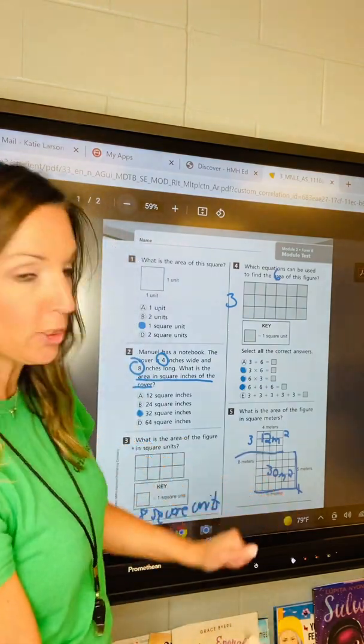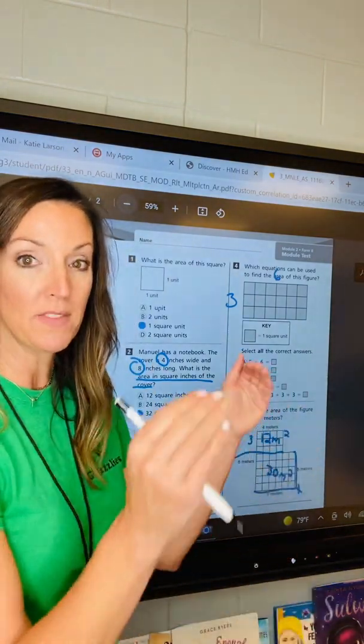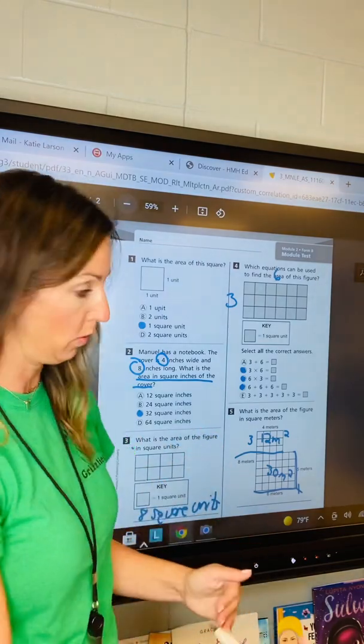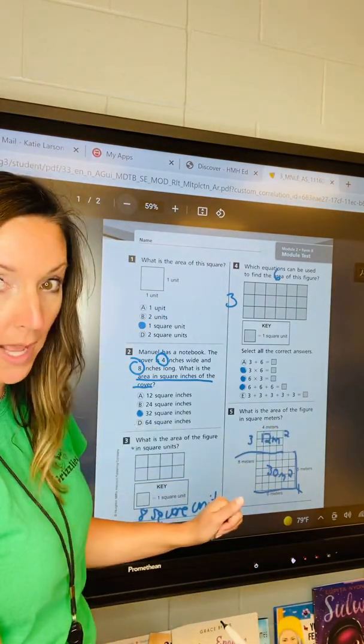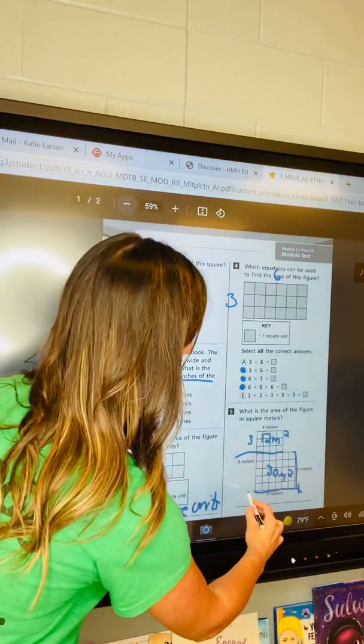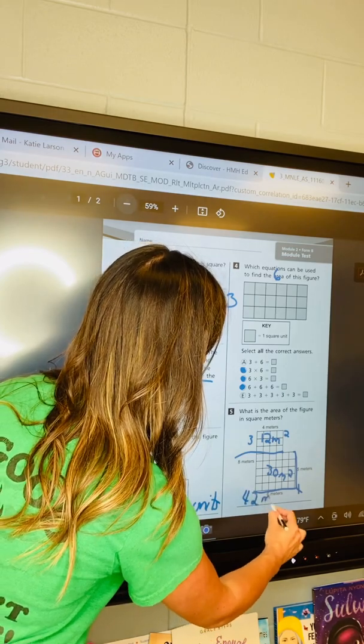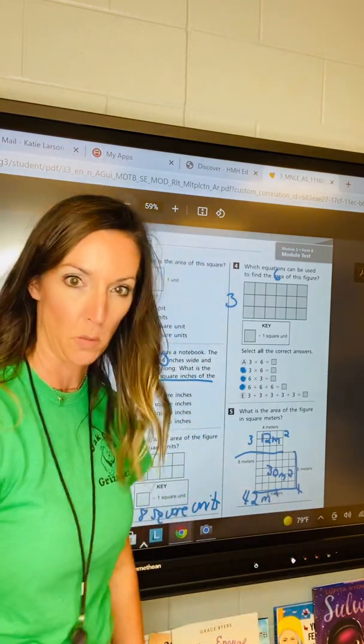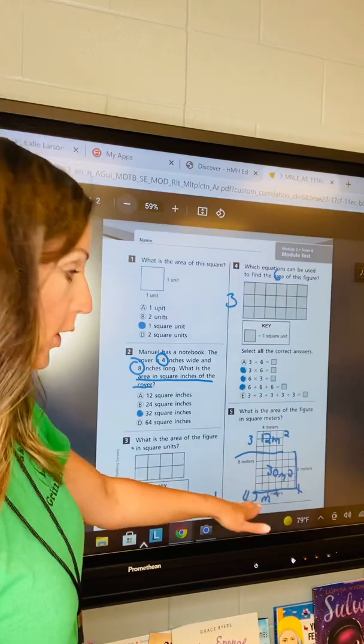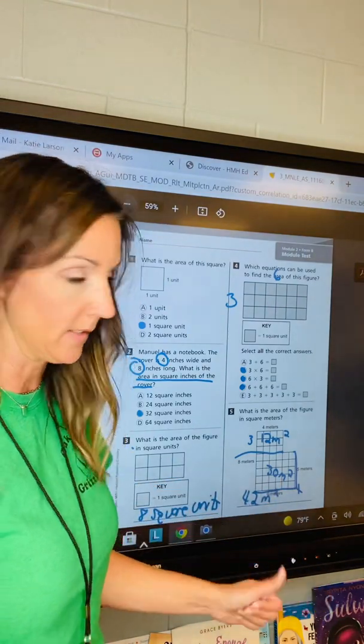Okay, so now we have these 2 areas. We have 12 and we have 30. We have to add them together to find the total. So 30 plus 12 is going to give me 42 meters, and then you could do that little 2 that means squared, or 42 square meters. Either way works, all right?